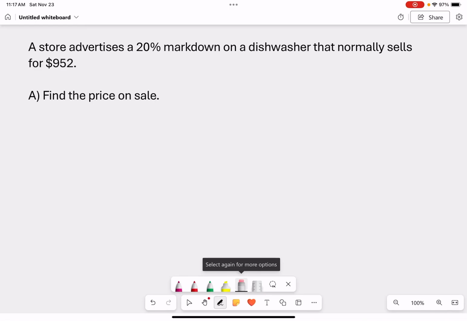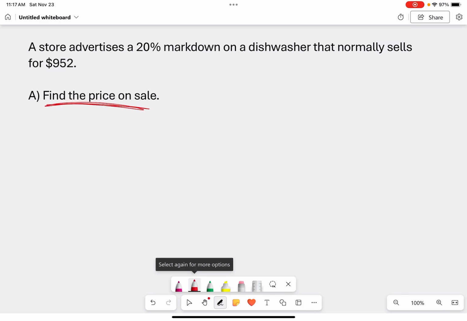Your everyday math tutor here, and in today's problem we have a particular markdown problem here. Let's go ahead and read it. A store advertises a 20% markdown on a dishwasher that normally sells for $952, and the question is, find the price on sale. Okay, so the first thing we're going to be asking ourselves is, what is it asking for? It's asking for the very final price after the markdown, okay?